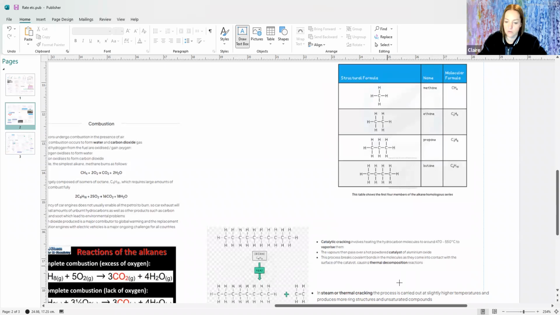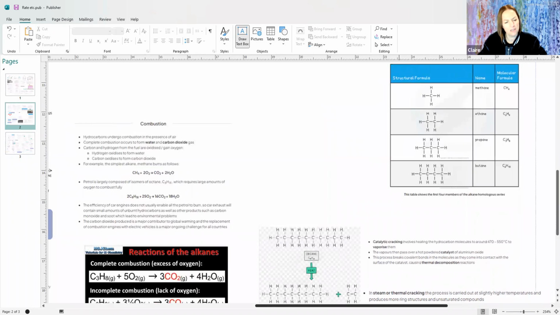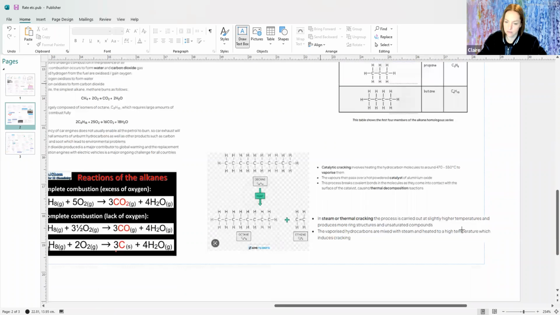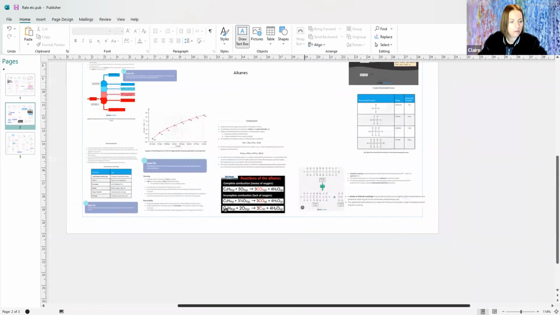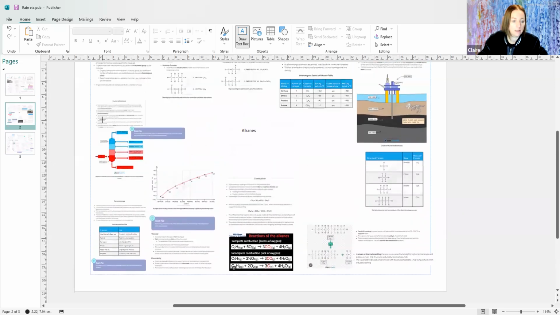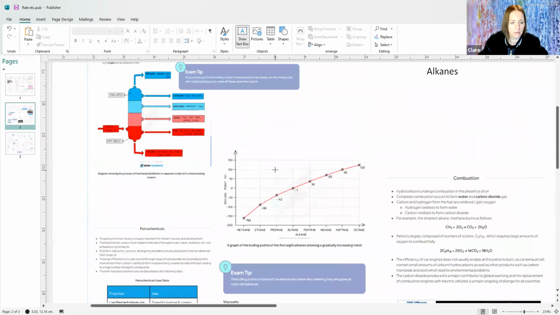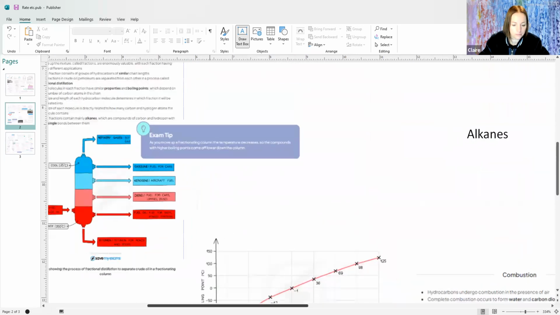I'm going to ignore cracking at the moment, because, oh, shall I do cracking yet? Let's do cracking. Down here there's a little bit about cracking. Now, cracking is a process where, actually, no, I want to do fractional distillation first. So maybe I should put cracking with fractional distillation. You can edit that yourself, but let's do fractional distillation because I was talking about that anyway, with the intermolecular forces.